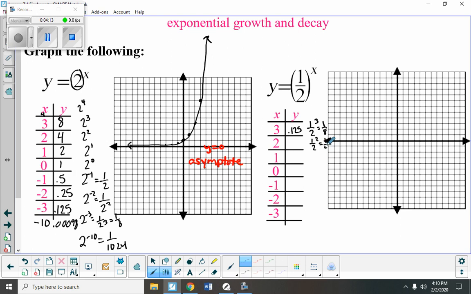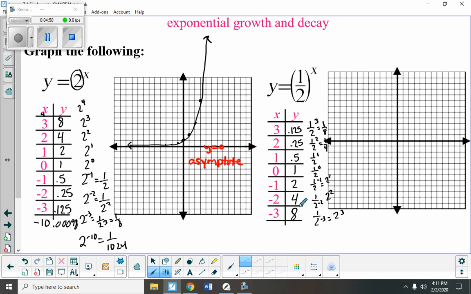If we substitute in a 2, we would have 1/2 squared. That's 1/4, which is 0.25. 1/2 to the 1 power is 1/2, 0.5. 1/2 to the 0 power, that's 1. 1/2 to the negative 1, that flips it, so you have 2 to the positive 1. Then 1/2 to the negative 2 flips it, we get the reciprocal, 2 squared is 4. 1/2 to the negative 3 is 2 to the positive 3, which is 8.